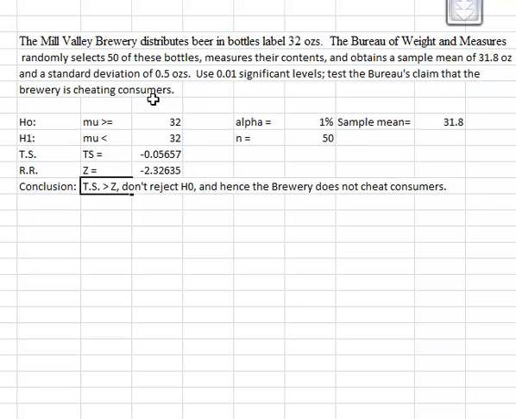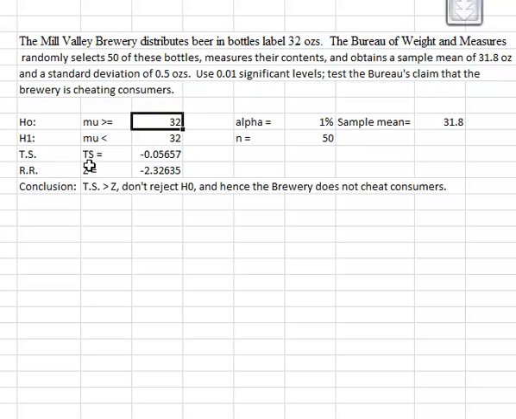So cheating customers means the mean is less than 32 ounces. So now we have our H0. H0 is mu, the population mean, greater than or equal to 32. The specific value m is 32, and alpha is 1%. Sample mean x bar is 31.8, and sample size n is 50. So H0 is mu greater than or equal to 32. So H1 is mu less than 32.